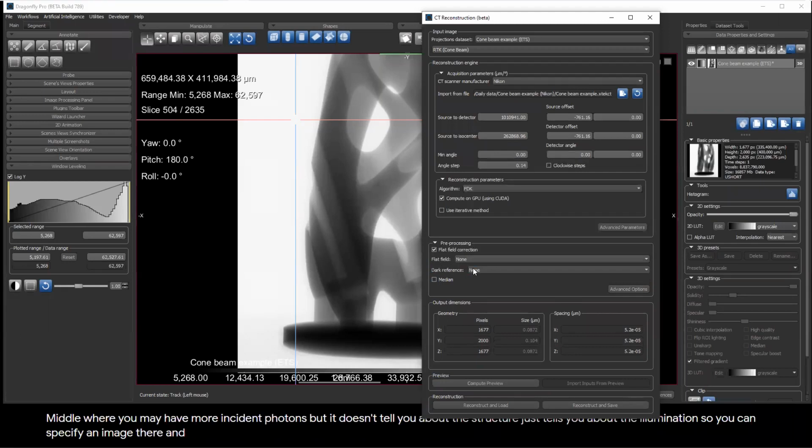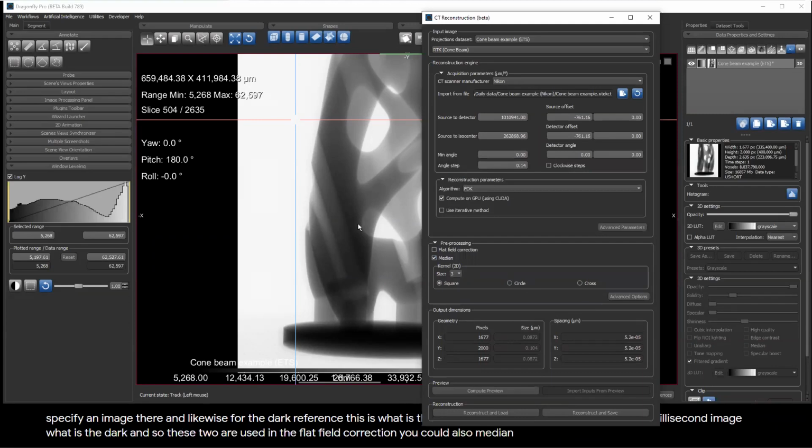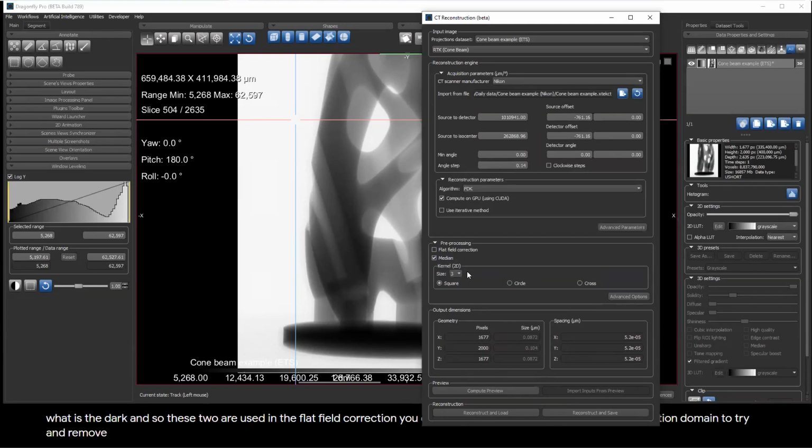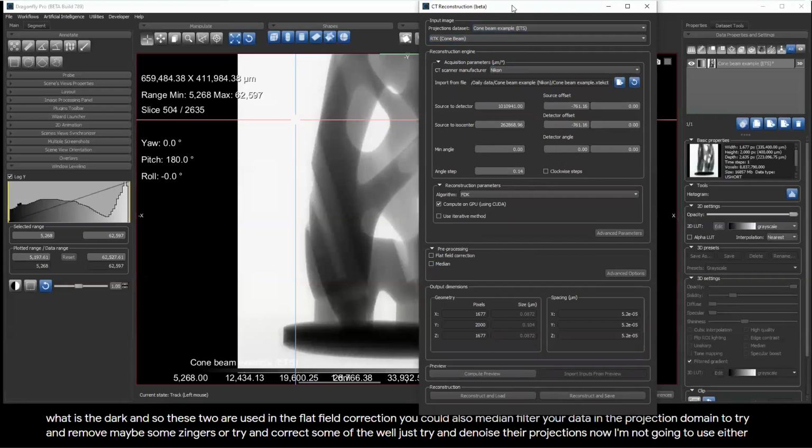And likewise, for the dark reference, this is the detector's response for, for example, a 100 millisecond image. What is the dark reference? That tells you the background response. And so these two are used in the flat field correction. You could also median filter your data in the projection domain to try and remove some zingers, or just try and denoise the projections. Now, I'm not going to use either of those today.